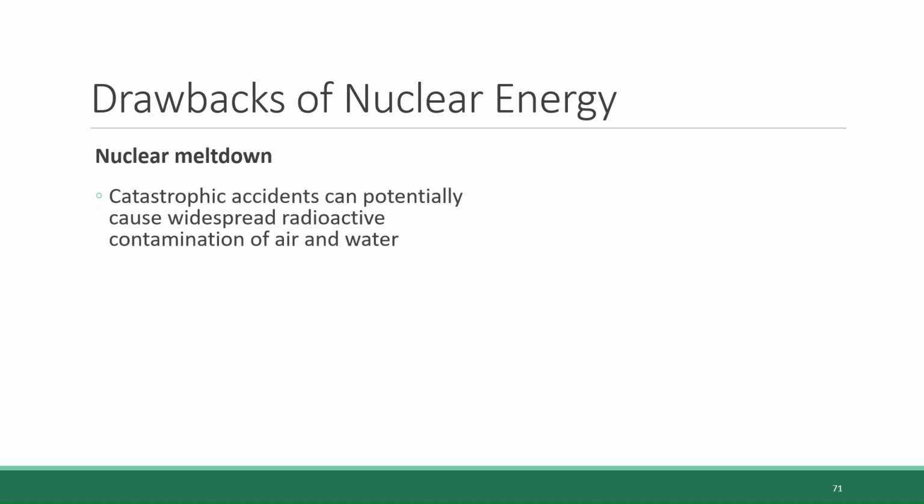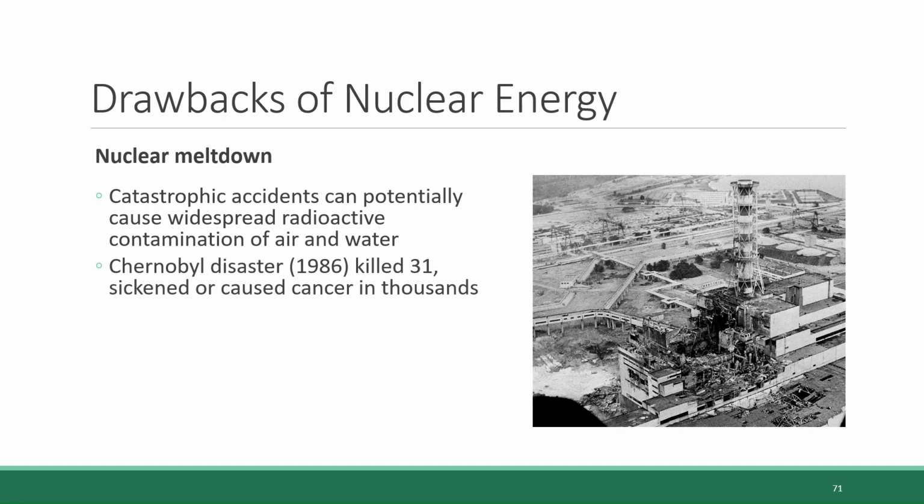Lastly, the most rare drawback, but probably the one on everyone's mind when they think of the hazards of nuclear energy, is nuclear meltdown. Nuclear meltdowns can potentially cause widespread radioactive contamination of air and water in the vicinity of the plant. The most well known and most devastating meltdown was the Chernobyl disaster in 1986, which took place in what is now Ukraine, but was at the time the Soviet Union. The meltdown of the power plant at Chernobyl killed 31 workers, sickened or caused cancer in thousands, and contaminated the region with radiation so that there is now a so called exclusion zone around the power plant that is not safely habitable.